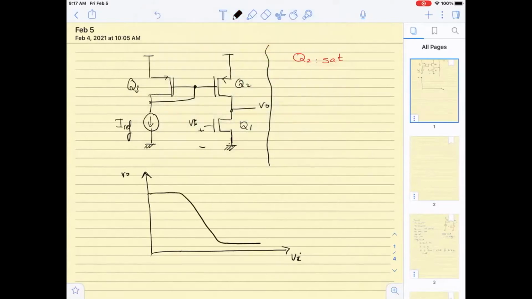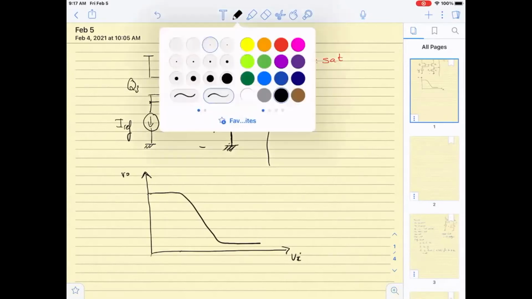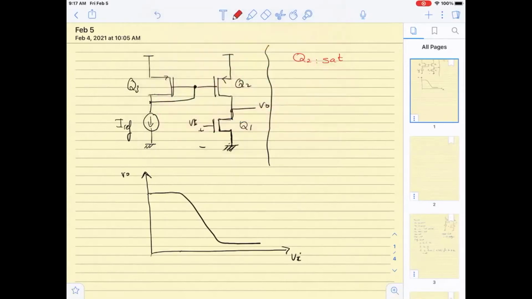As Vn increases, VO is going to drop because the transistor Q1 will turn on and it will pull down the output to ground, like we saw with the common source amplifier. Now for Q2 to be in SAT, the condition is that VSD for Q2, right? I want VSD for Q2 to be greater than VOV for Q2.